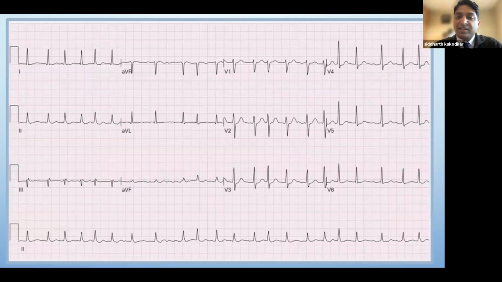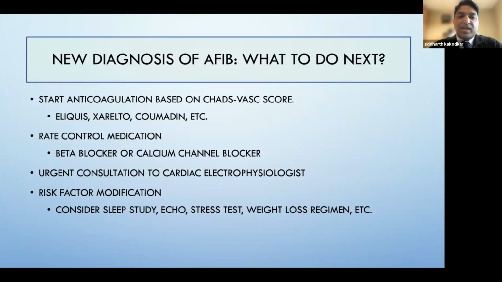And this is what atrial fibrillation looks like. This is a new diagnosis of atrial fibrillation. And so the question is, what do you do? There's a lot of options, but the first thing is you want to make sure this patient doesn't have a stroke. And so we want to start anticoagulation or a blood thinner based on their stroke risk. And some common options are Eliquis or Xarelto or Coumadin.